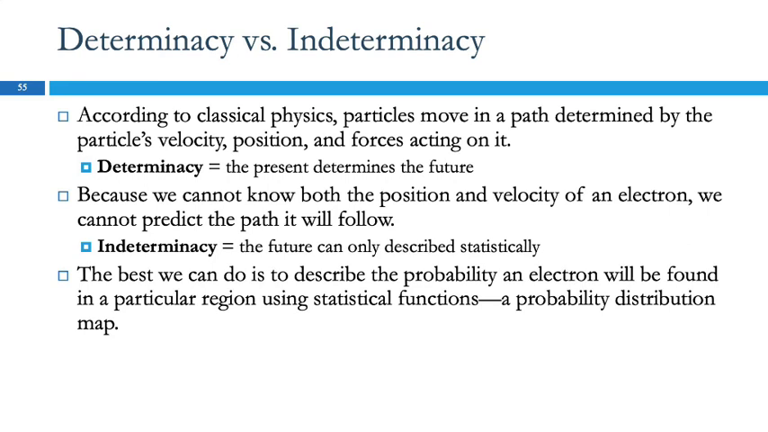With electrons, we can't know the position and the velocity, so we can't know what it's going to do in the future. That's called indeterminacy. The future can only be described statistically. You can say, well, this is more likely to happen, or there's a certain chance that it's going to be over here, but we can't do what we do with a ball that's thrown. We can describe the probability that an electron will be found in a particular region. And that uses really complicated statistical functions, a probability distribution map.